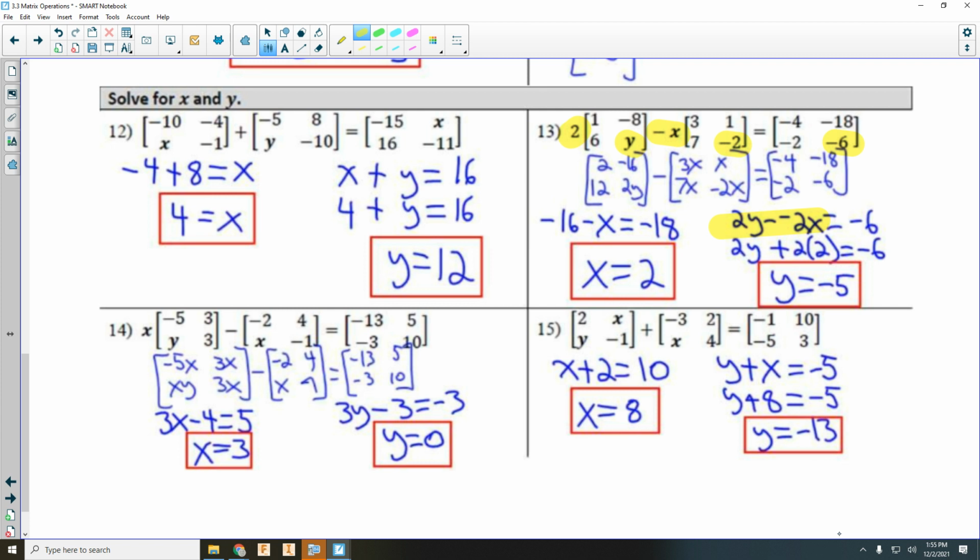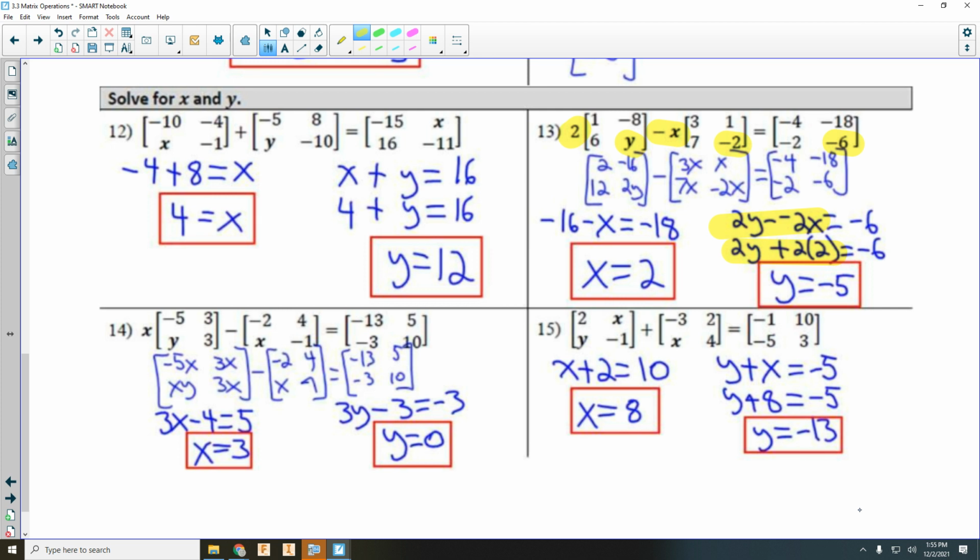Yeah. So, of course, I would have probably just multiplied the negative x times negative 2 and went straight to 2y plus 2 times 2, or 2y plus 4 equals negative 6. Subtract 4, you get negative 10. Divide by 2, you get negative 5. Okay? Not too bad? All right. So that was matrix addition and scalar multiplication, which is just multiplying by a constant.